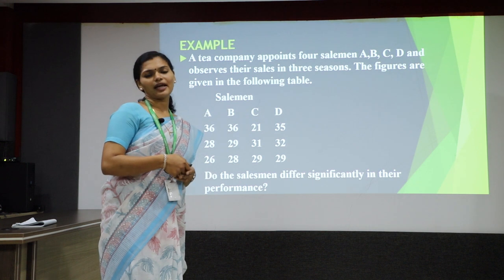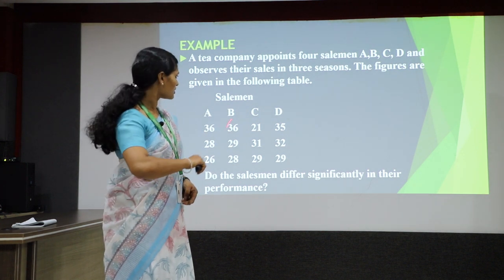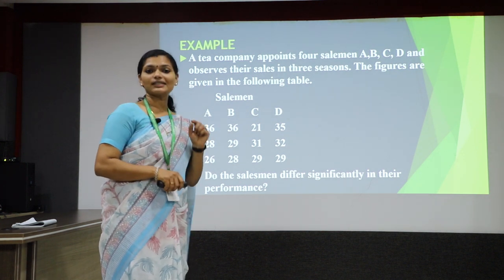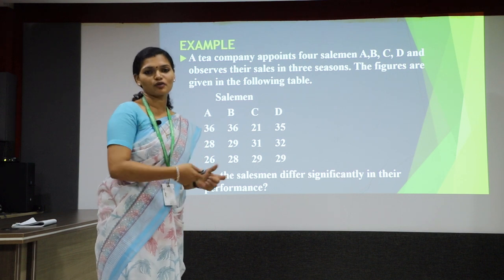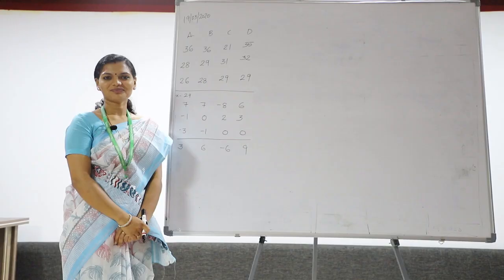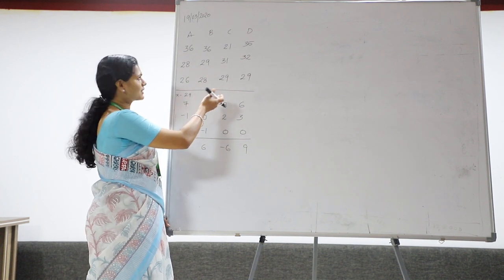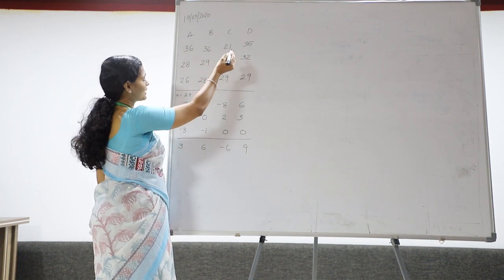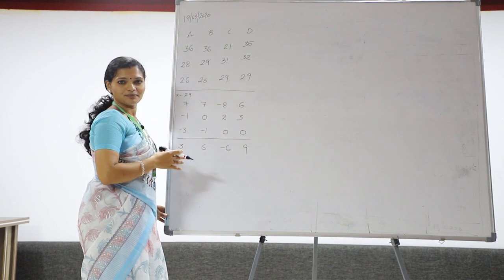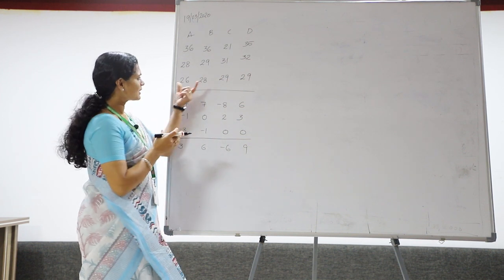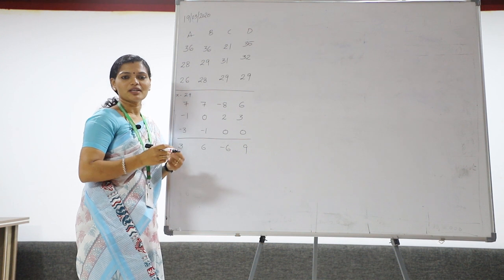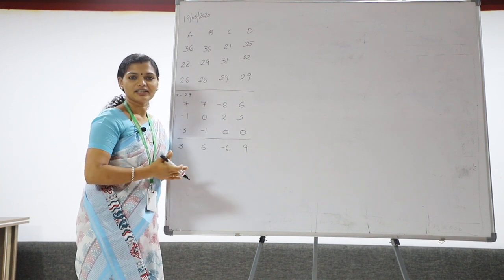Here we can carry out one-way ANOVA since the observations are categorized on the basis of a single criterion. Now I will show you how to carry it out. Here we have the problem, I have just written the numbers. We have the 4 salesmen A, B, C, D and these were the sales given. The numbers are 2-digit numbers, so when you square and add them, you will get bigger numbers.